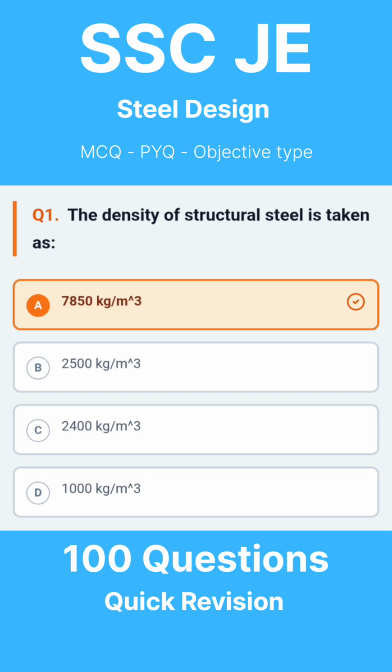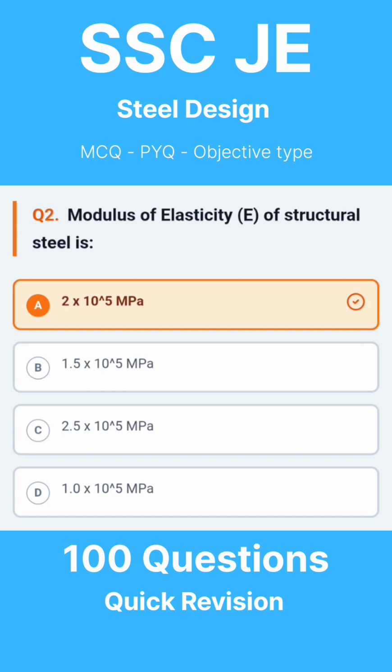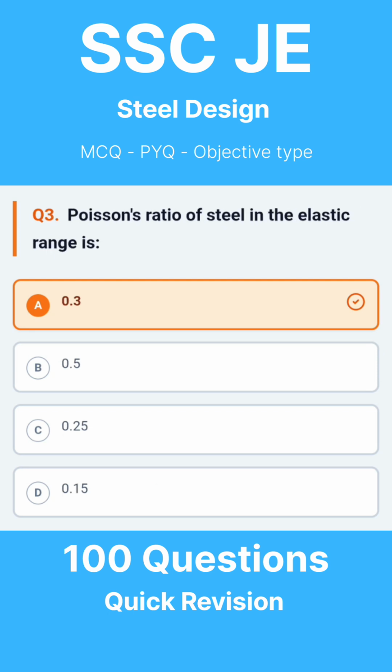Question 1. The density of structural steel is taken as. The correct answer is 7,850 kg per cubic meter. Question 2. Modulus of elasticity E of structural steel is. The correct answer is 2 × 10⁵ megapascals. Question 3. Poisson's ratio of steel in the elastic range is. The correct answer is 0.3.